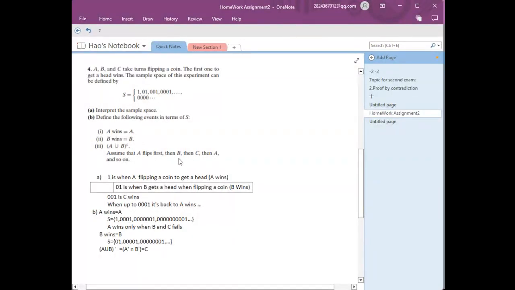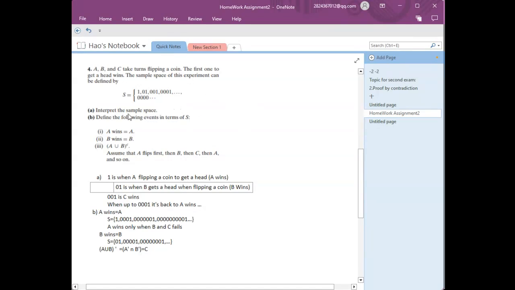Wait, no, hold on. 1, 0, 1, 0, 0, 1, what does this mean? 1 is the first flip, the first one wins. 0, 1 is the second flip, B wins. And then C is 0, 0, 1. But we only have A, B, C, right? Yeah, so it goes back to A again, B, C. It keeps going on like A, B, C.